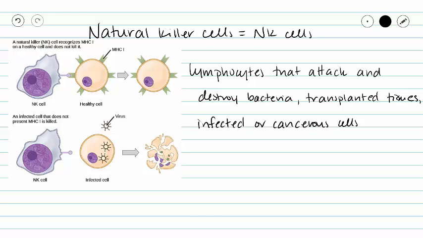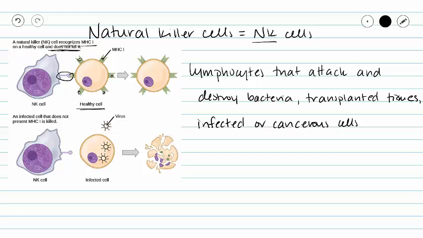This is often abbreviated as NK cells, and they're called natural killer cells because they have receptors that go along and read the proteins present on the surface of every cell they come in contact with. If this is a healthy, normal cell that belongs to your body, the NK cell will recognize that MHC1 and simply ignore that healthy cell.